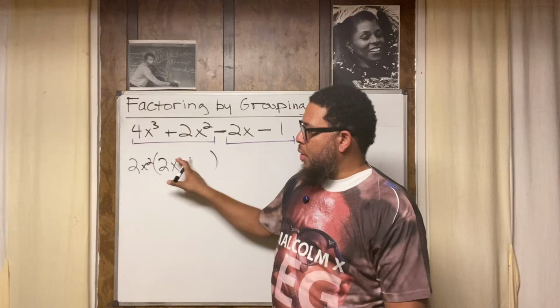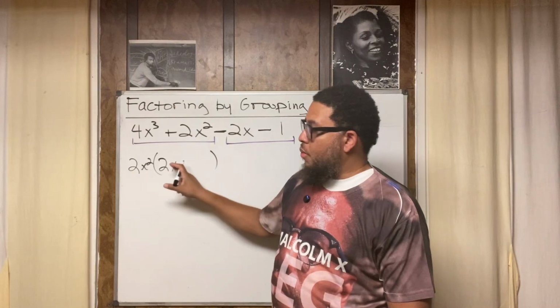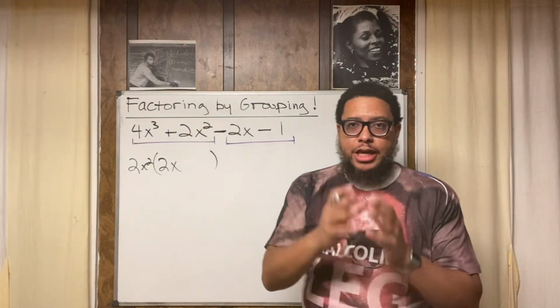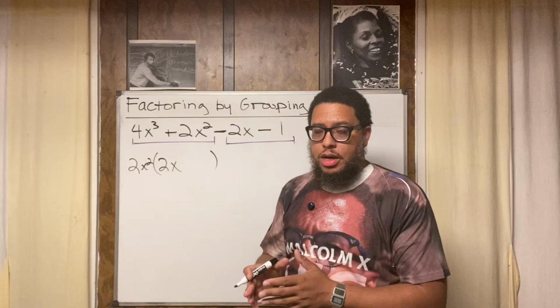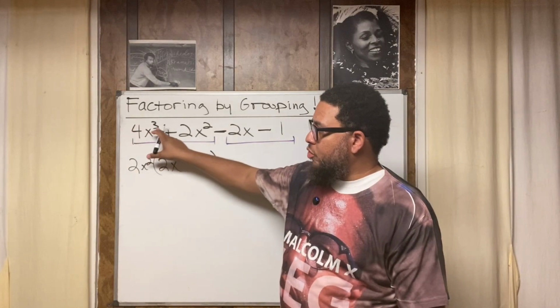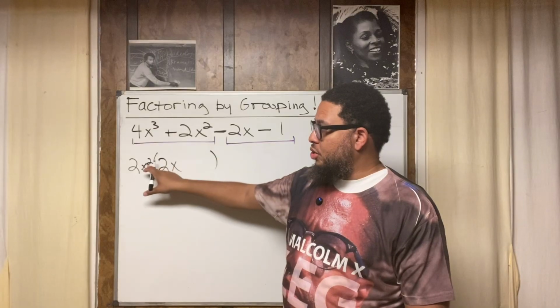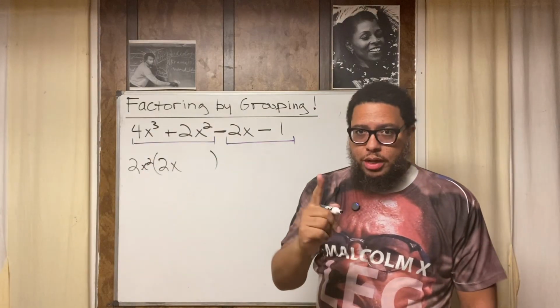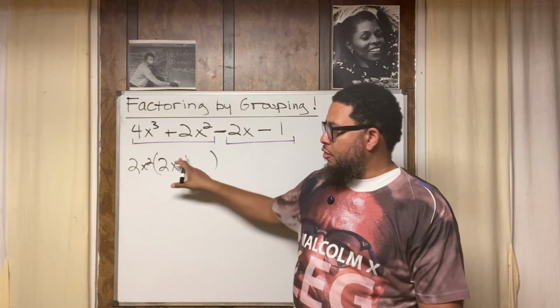It's x to the first power. That's why I wrote x. Why is it x to the first power, though? Exponent rules, division rule of exponents, division property of exponents. When you divide, you subtract the exponents. 3 minus 2. 3 minus 2 equals 1. Therefore, we have x to the first power.